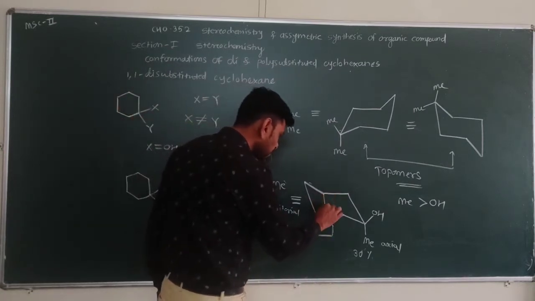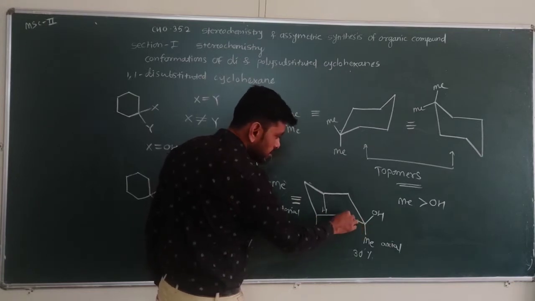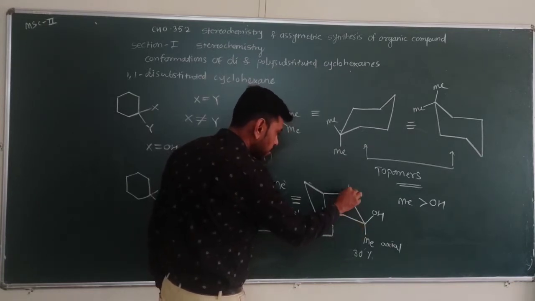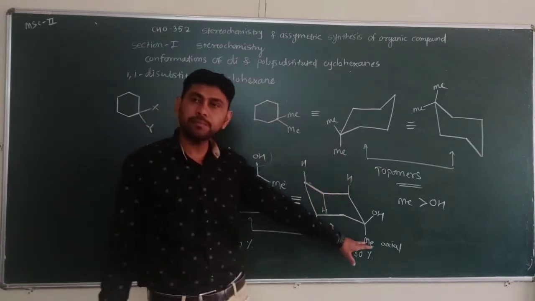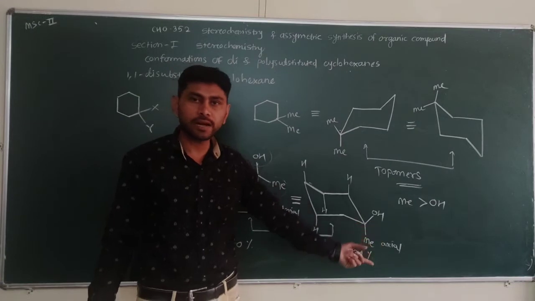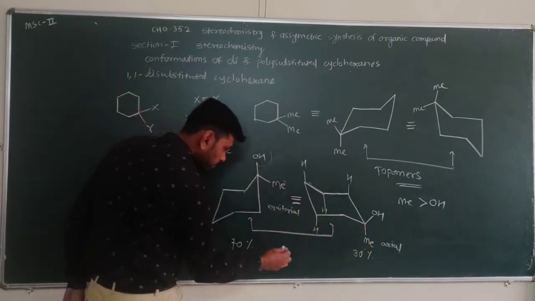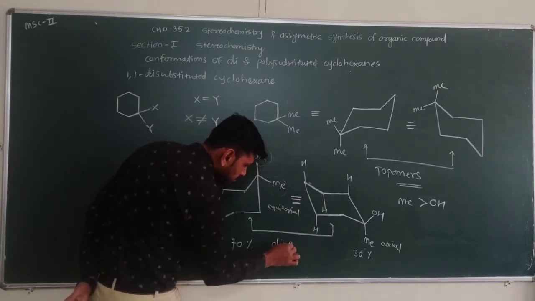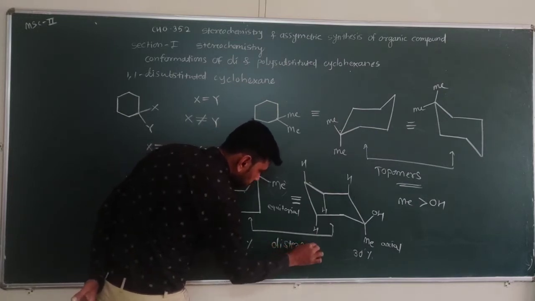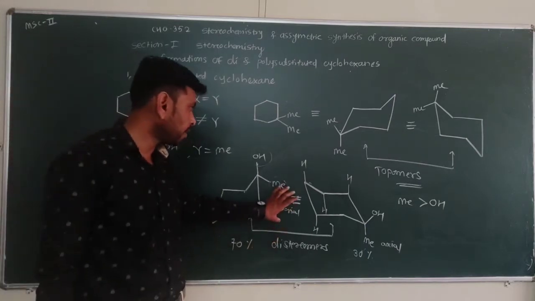Axial hydrogens are there. So these axial hydrogens interact with the methyl hydrogens, and the stability of the structure decreases. So these two forms obtained are diastereomers. Two diastereomers are obtained here.